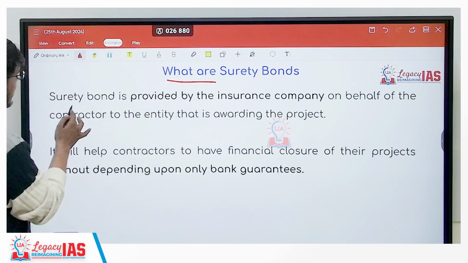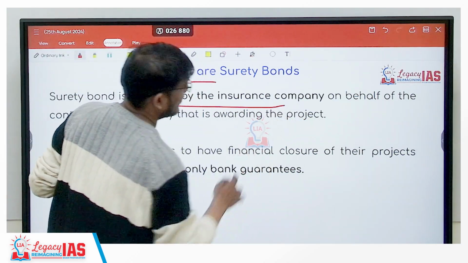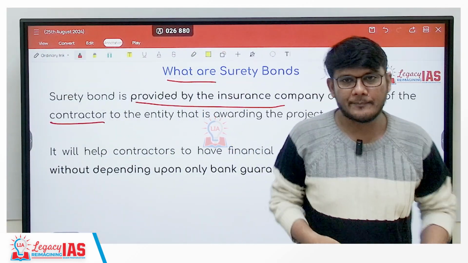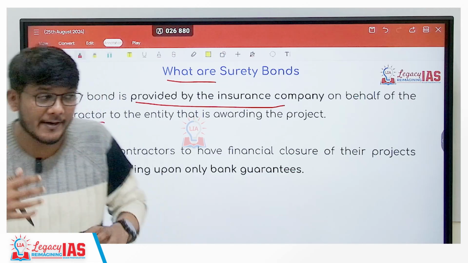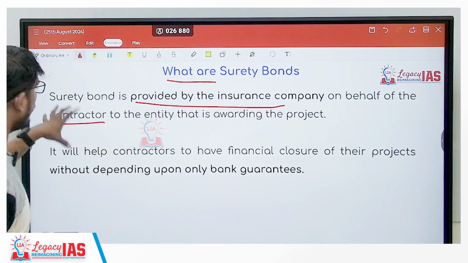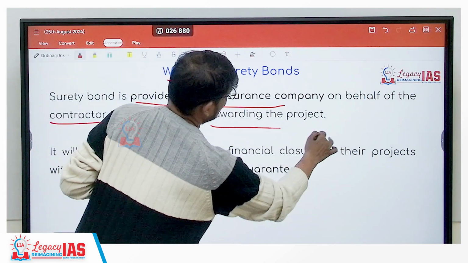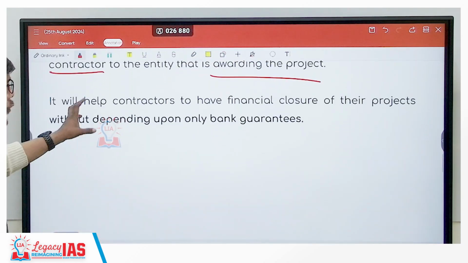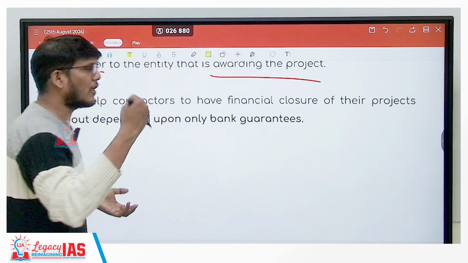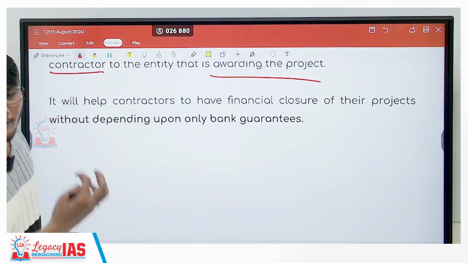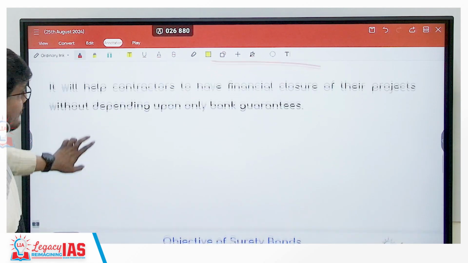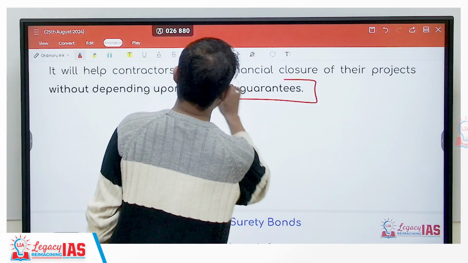Of course, as we understood, it is provided by the insurance company on behalf of the contractor. The contractor is not able to give surety, so that is why the contractor is buying the surety, and this surety is being provided by the insurance company to the contractor for the project that is being awarded to them. Of course, it will help in mitigation of risk, and it will give confidence to the government or the organization that is giving the project to the contractor. And of course, it takes away the dependency on the bank guarantee.